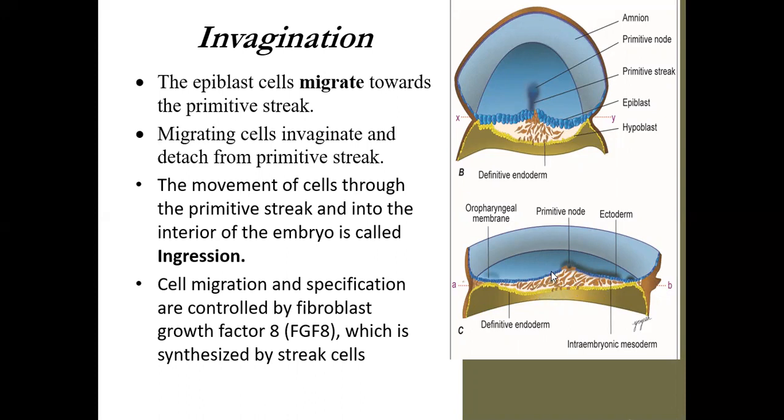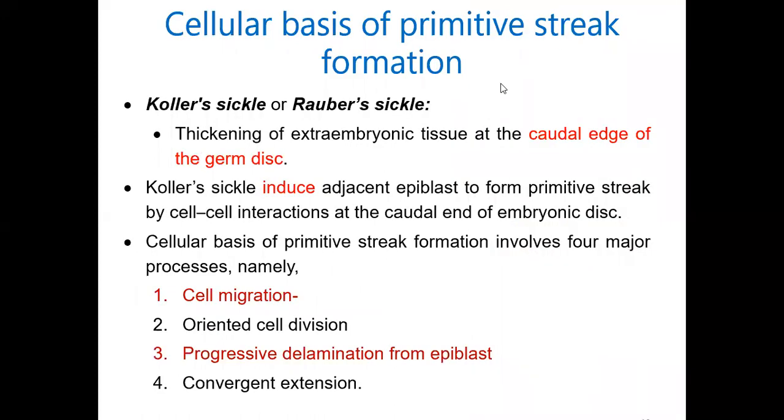So the first layer which was formed was ectoderm. Then the first layer to be formed within the embryo, after the ectoderm, is the definitive endoderm. So what is the cellular basis of the primitive streak formation?